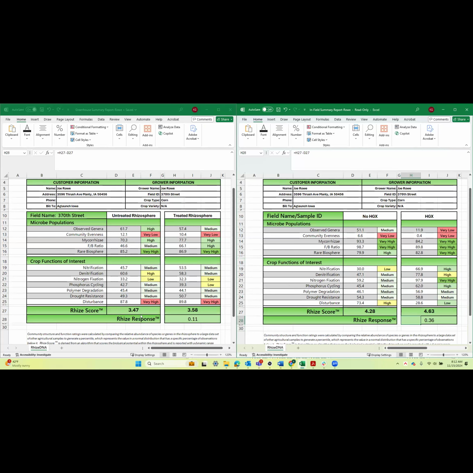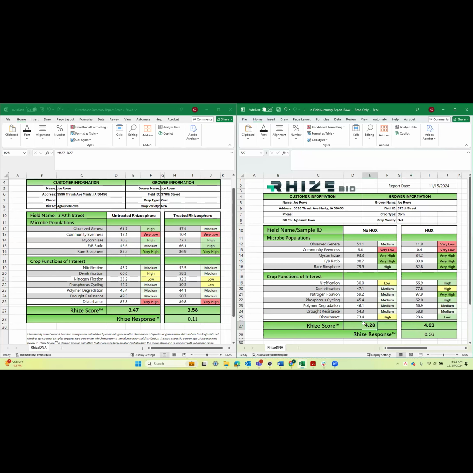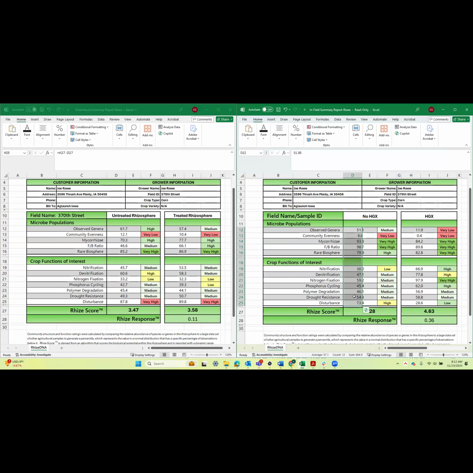But I'm going to dive in a little bit because we saw really good response in the field. This on the right is going to be the in-field trial. About a 0.36, which is a pretty big response, and 4.2 to 4.6 rise scores. These are pretty reasonably healthy. This rise score is just a way to sum up and try to make a single number, make some sense out of all the numbers and data we have here.